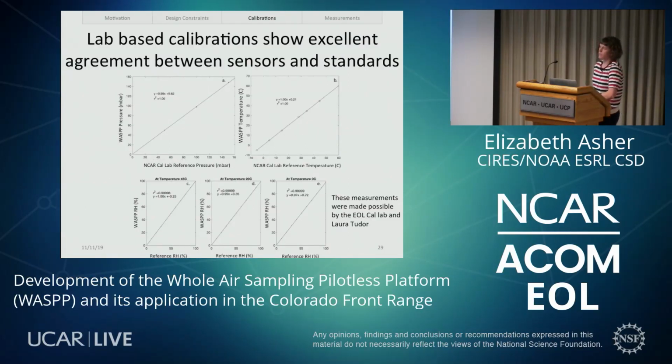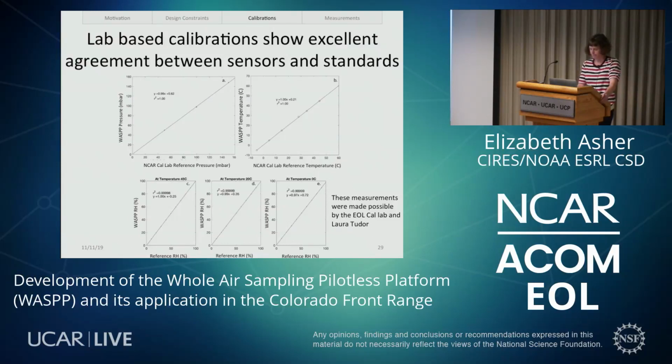Following its construction, we did some laboratory tests in the Earth Observing Laboratory's calibration lab, thanks to Laura Tudor. These plots show the NCAR Cal Lab's references for pressure, temperature, and relative humidity at 3 different temperatures, and then on the y-axis, the WASP temperature, pressure, and relative humidity. You can see the agreement is very good, and in fact, it indicated to us that we didn't actually need to calibrate our sensors. The agreement was just this good when we bought the sensors.